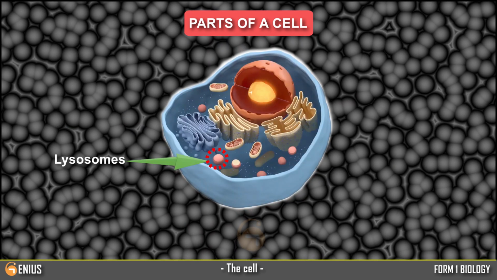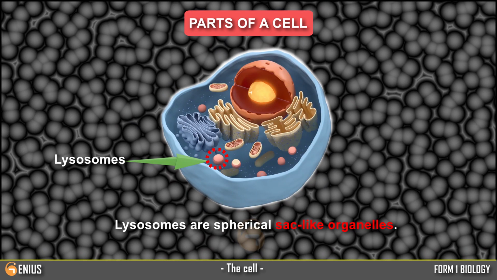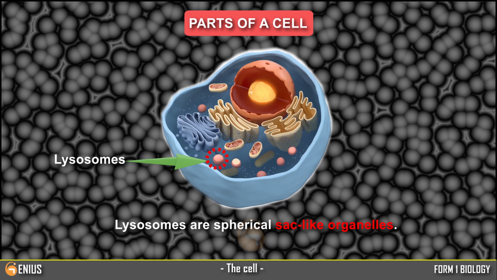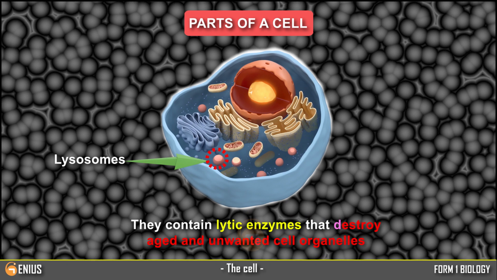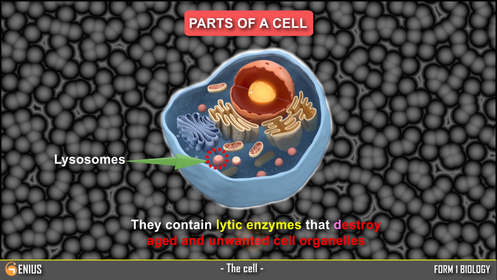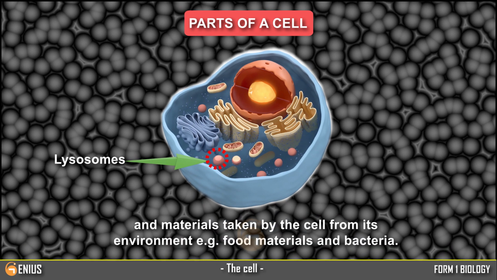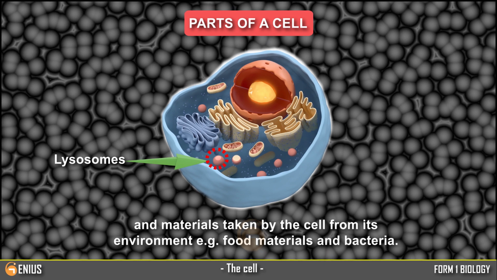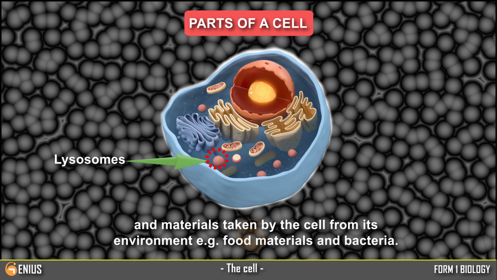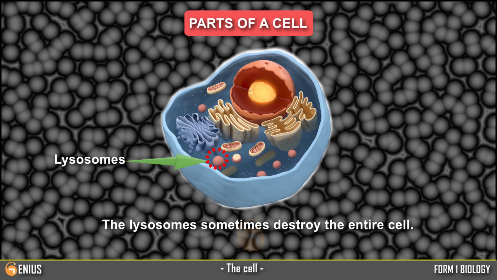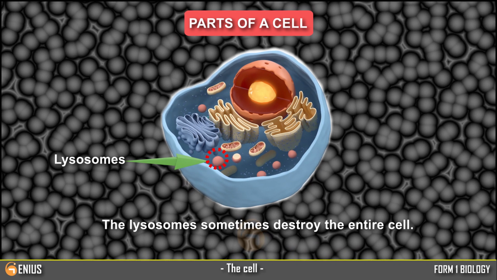Lysosomes. Lysosomes are spherical sac-like organelles. They contain lytic enzymes that destroy aged and unwanted cell organelles and materials taken by the cell from its environment, e.g. food materials and bacteria. The lysosomes sometimes destroy the entire cell.